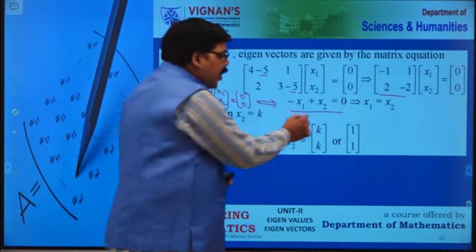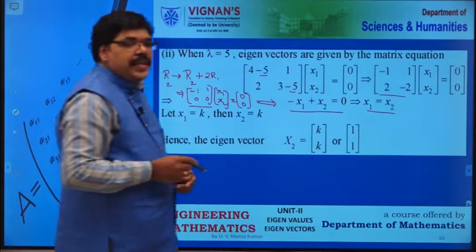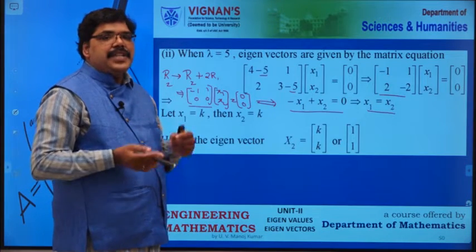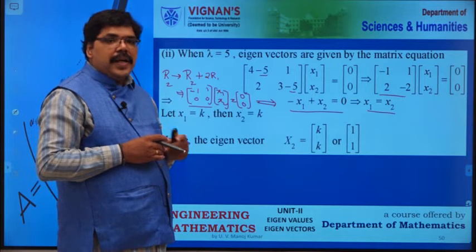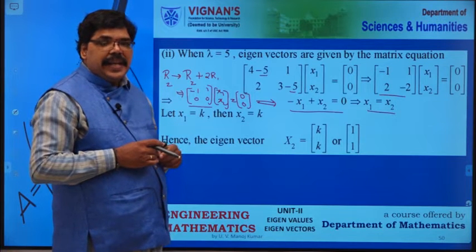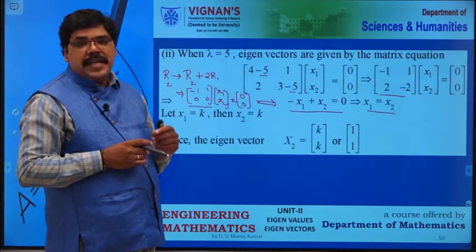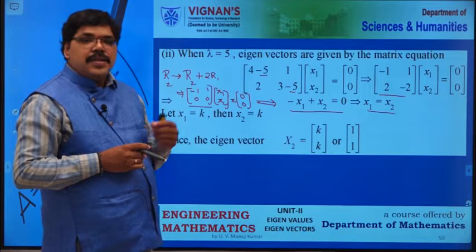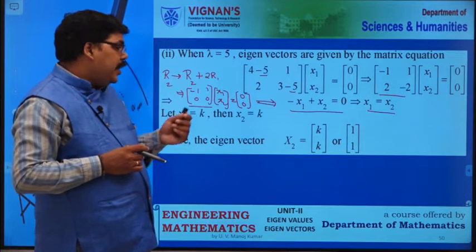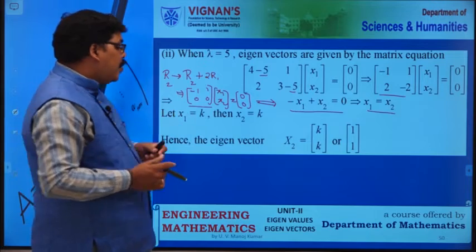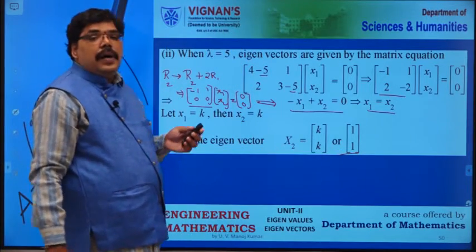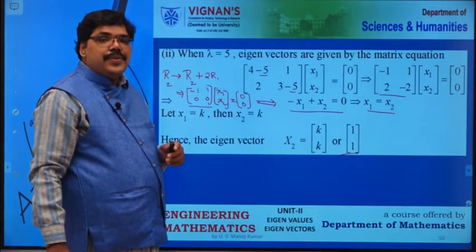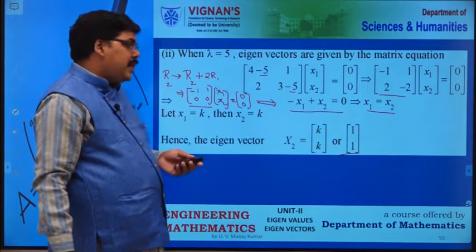This equation can be written as x1 equals x2. Suppose x2 is the constant k, then x1 also becomes k. Because n minus r is 1, you can assume one of the variables as an arbitrary constant. So suppose x2 equals k, then you get x1 equals k, so the eigenvector becomes 1, 1.